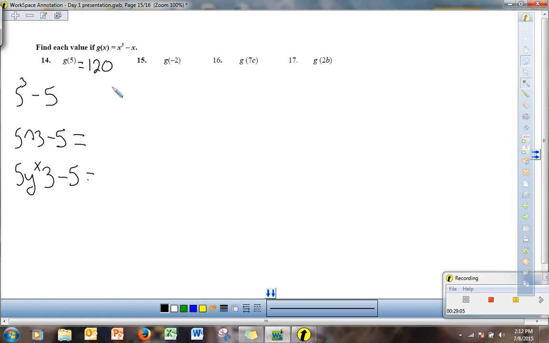On number 15, since I'm using a negative number and a power, here's what you need to do. Go parenthesis, negative 2, to the 3rd, minus negative 2. You can run that straight through your calculator. So I'm going to get negative 8 plus 2, so that's going to yield me negative 6.